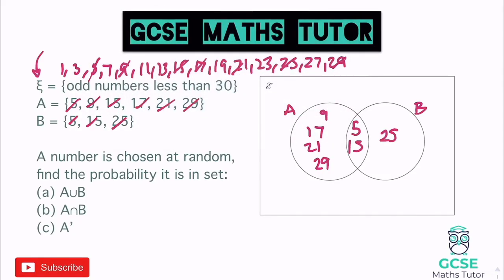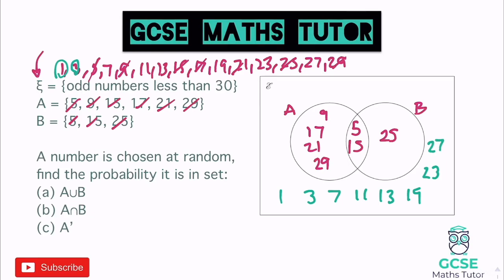So in terms of the numbers we have left, we've got the 1, we've got the 3, and I'm not going to circle them all, I'm just going to start putting them in because the others are crossed off. We've got 7, 11, 13, 19, 23 and 27, there we go, and that is our completed Venn diagram.